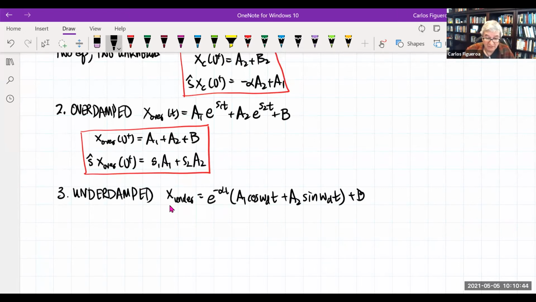So now I just got to take the derivatives of, in this case, not the derivative yet, but x underdamped of 0 plus. The sine is 0, so I shouldn't have a constant a2, so then I should have a1 cosine of 0, which is 1, and then I have my constant b. So now let's go look at the derivative of this guy.